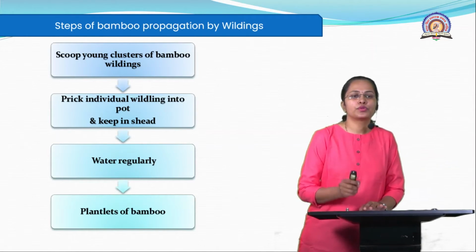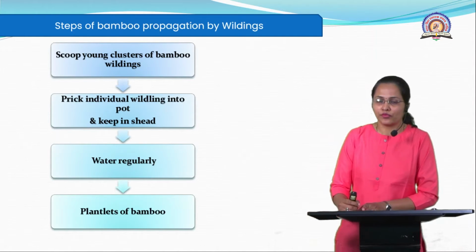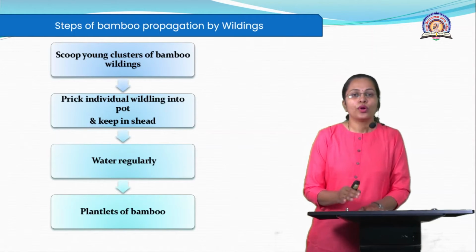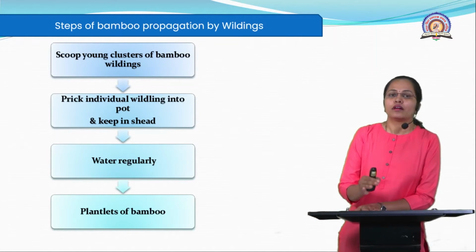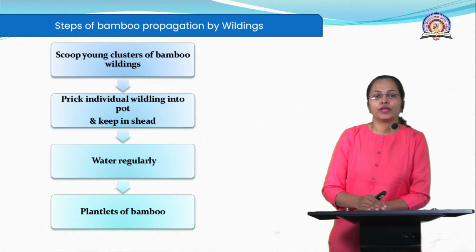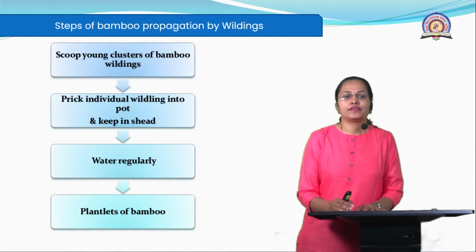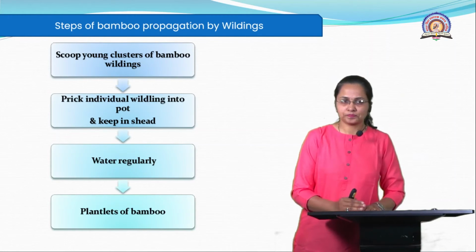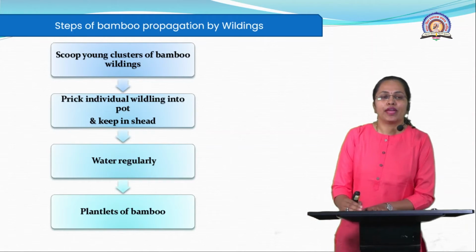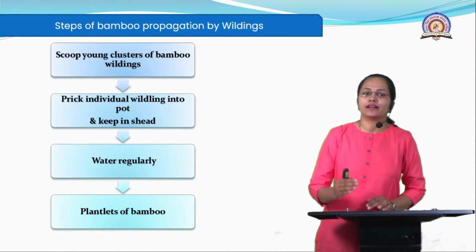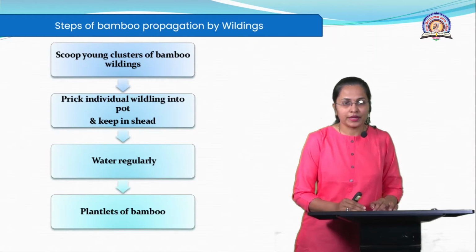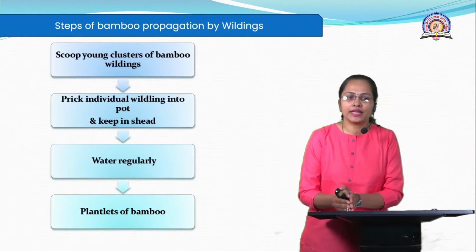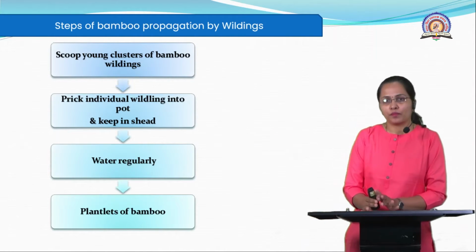Initially, we have to scoop out the young cluster of bamboo whittling from the soil. Again, whittling is nothing but a structure which grows in very large numbers and has the capacity to produce a new entire plant. So initially we carefully dig out the young cluster of bamboo seedlings, then we separate that cluster and prick it individually into the pot.